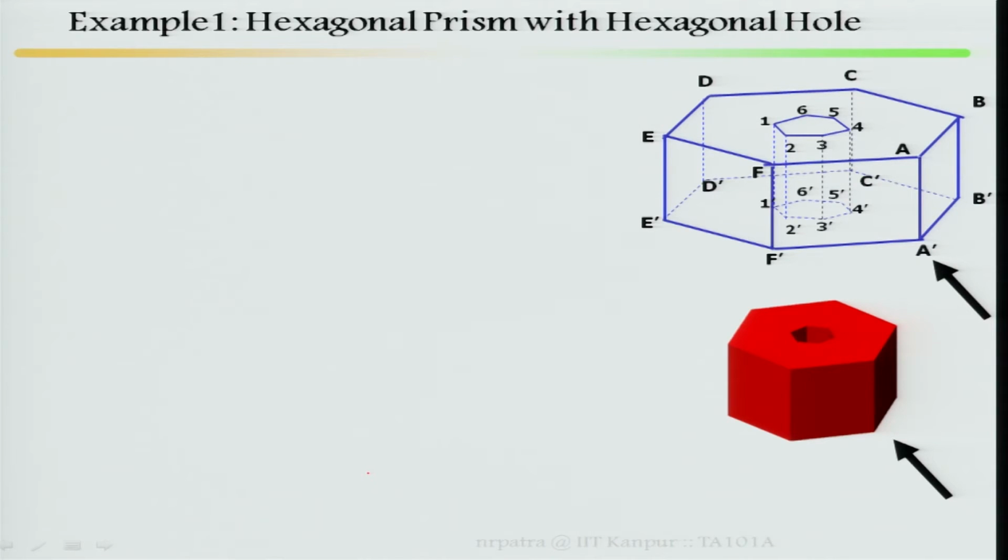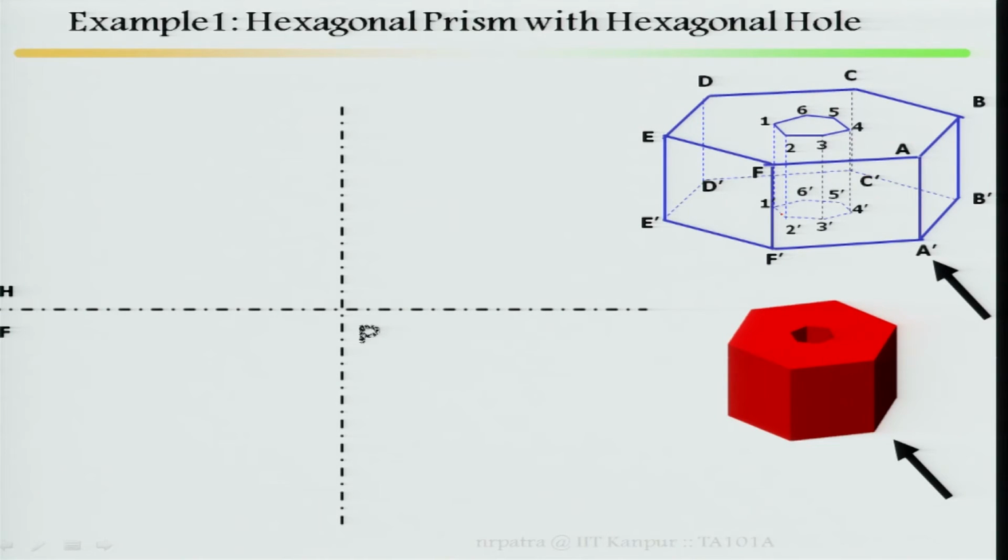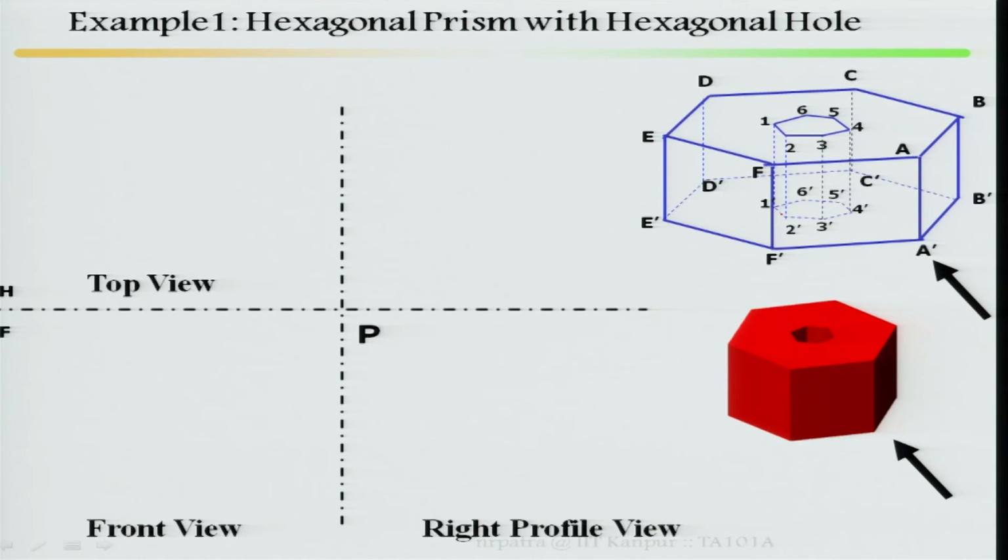The inside surface is also 1, 2, 3, 4, 5, 6, and the bottom part also 1 prime, 2 prime, 3 prime, 4 prime. Then, as before, make it into 4 quadrants, then mark the horizontal plane as well as the frontal plane. Similarly, mark your profile plane and mark your top view, front view and right side, right profile view, because you are going to draw it in third angle projections.